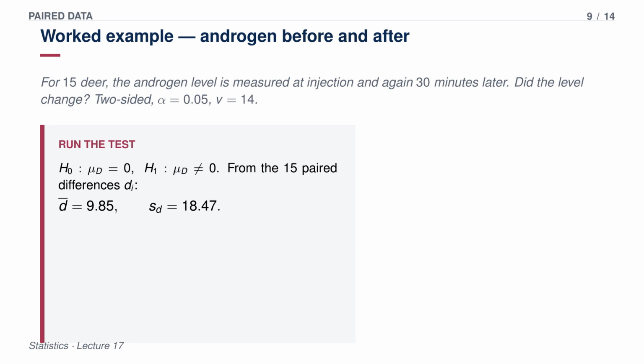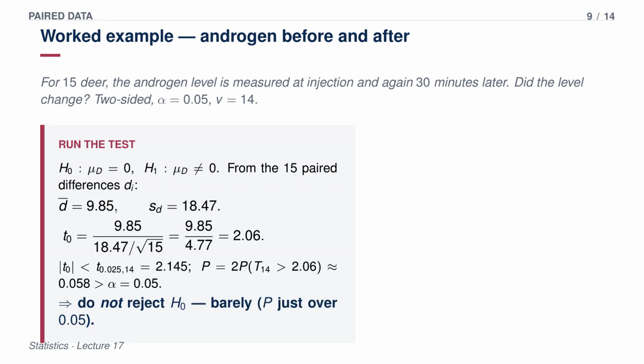The classic paired setup. 15 deer, androgen level measured at injection, and again 30 minutes later. Same animal, 2 moments. That's paired. Did the level change? Two-sided, alpha 0.05. V is 14. From the 15 paired differences, D bar is 9.85 and SD is 18.47. So t-naught, 9.85 over 18.47 over root 15, that's 9.85 over 4.77, 2.06. The two-sided cutoff at v equals 14 is 2.145, and 2.06 sits just inside it.